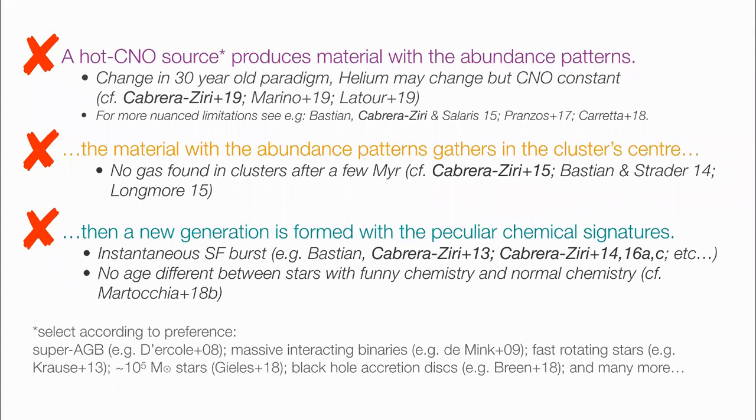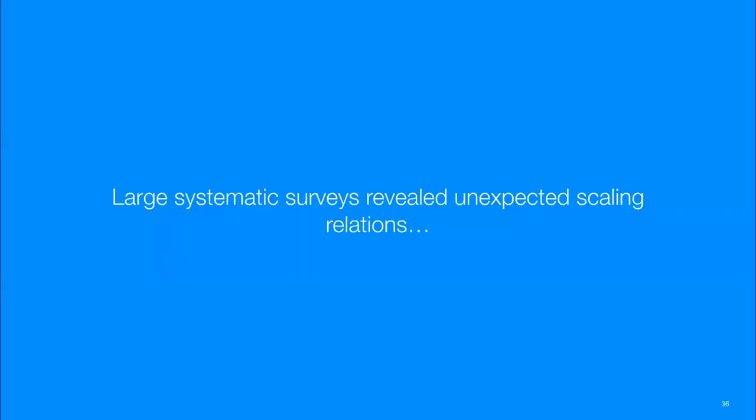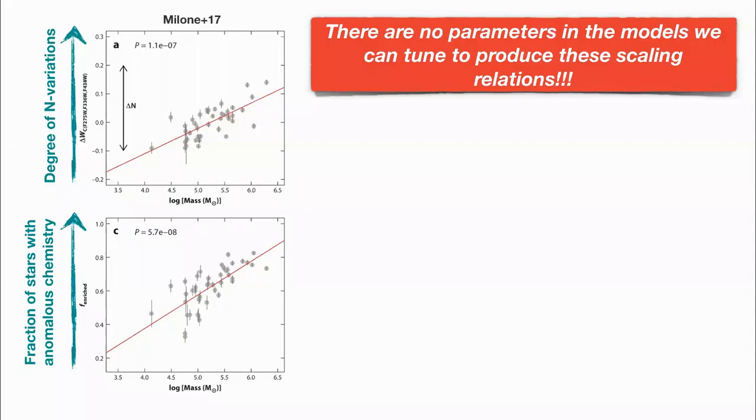So I have shown that there are showstoppers in all of these premises, and the predictions of these models disagree with all kinds of observations. But there is more. We now have large systematic surveys that have revealed unexpected scaling relations. These are very cool pieces of evidence, as we don't have any knob in the models that we can tune that can reproduce this kind of behavior. So now I'm going to show you just a few examples.